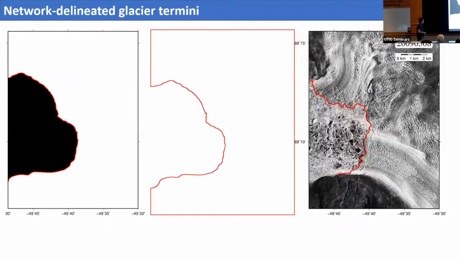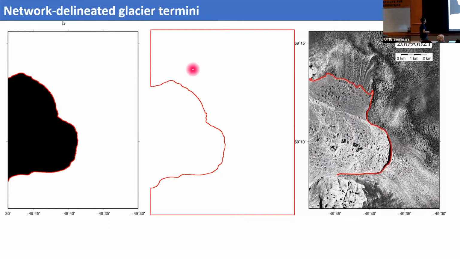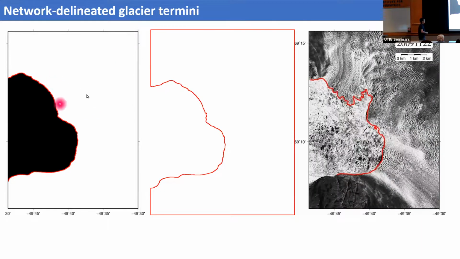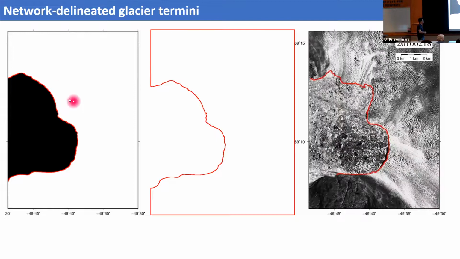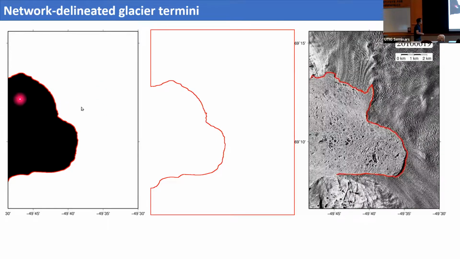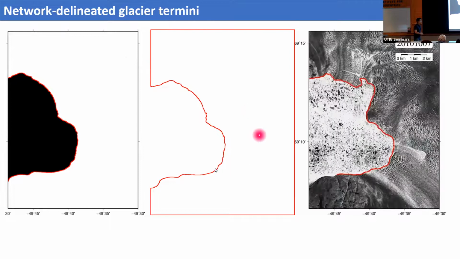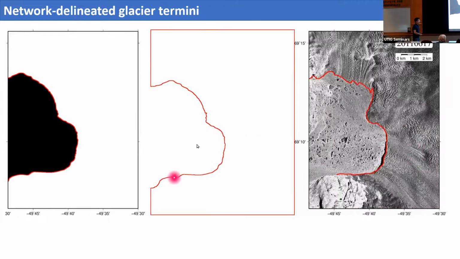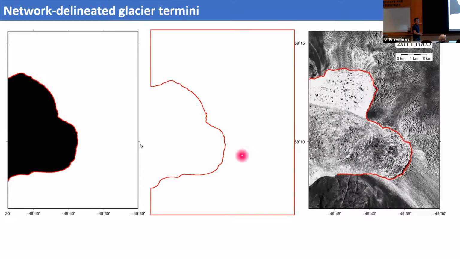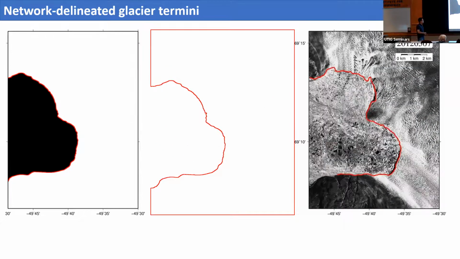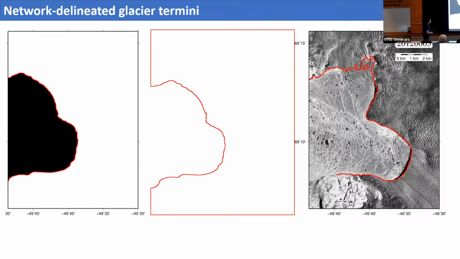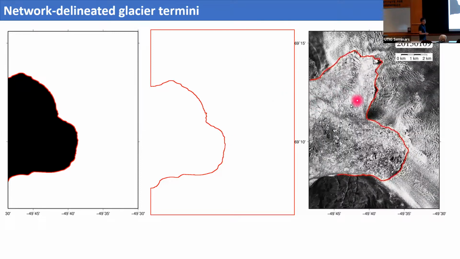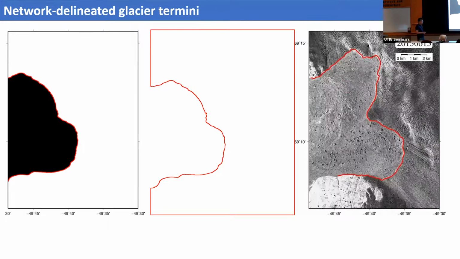After we train the network, we input the remote sensing image. It gives us this binary image telling us which part is ocean and which part is glacier, and then we vectorize this raster into a polygon. This polygon contains both the terminus, which is over here, and also the image borders. We need to truncate this polygon to get this glacier terminus. And here is the result of the network-delineated terminus.